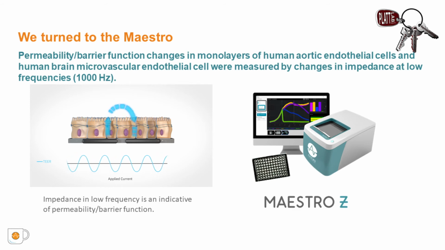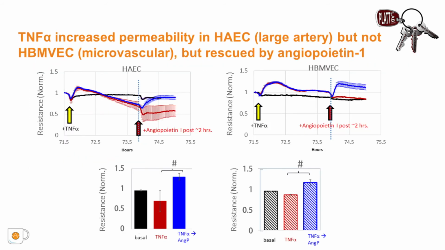And again, we went back to studying TNF-alpha, the inflammatory cytokine I showed in our previous data, where our hypothesis was that an increase of TNF-alpha would increase endothelial cell permeability. And you can see in the large artery endothelial cells, the HAECs, after adding TNF-alpha, we did see reduced impedance, meaning increased permeability. And then our question was, can a protective cytokine such as angiopoietin actually be used to return the permeability back to what it was? And it was exciting to see that when we added angiopoietin, we were actually able to return it to baseline in the human aortic endothelial cells, or the large artery cells.